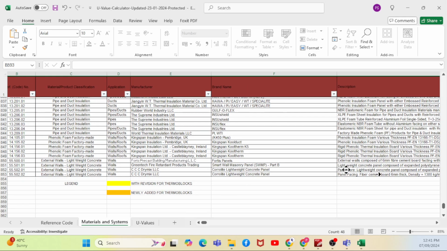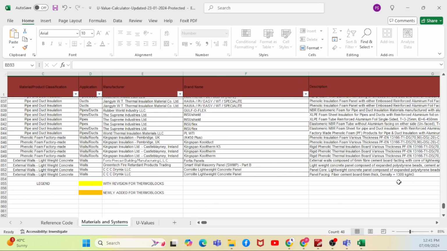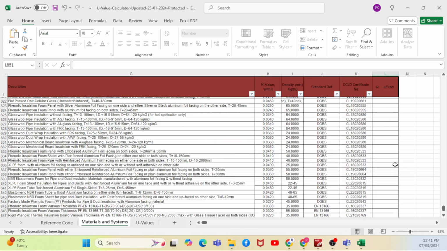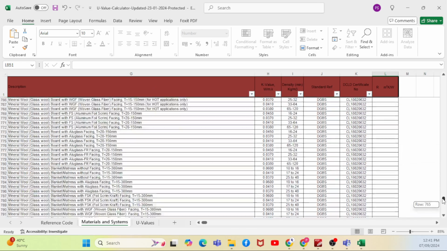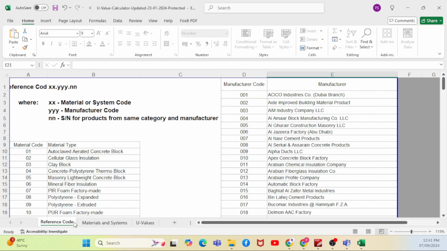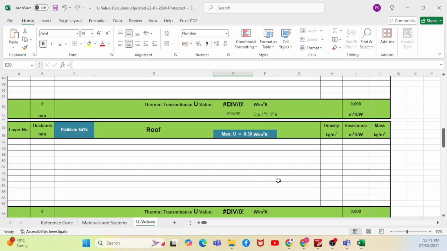I think this one doesn't have an R value, but you can see the other values like K factor, density. This is directly from the municipality, this particular schedule. Similarly for the glazing.